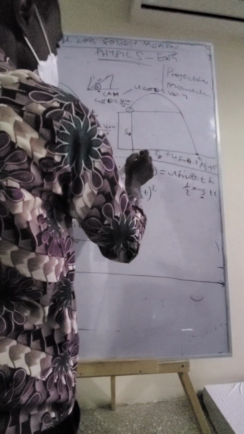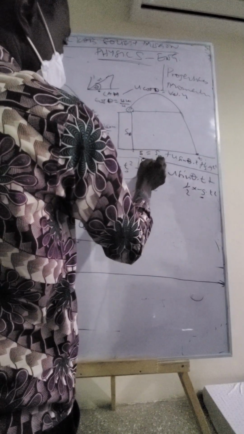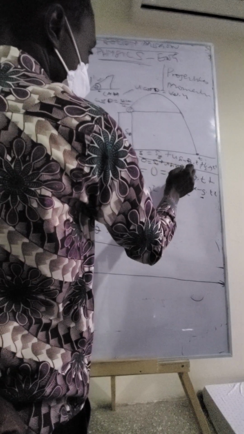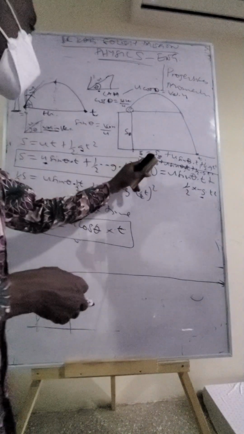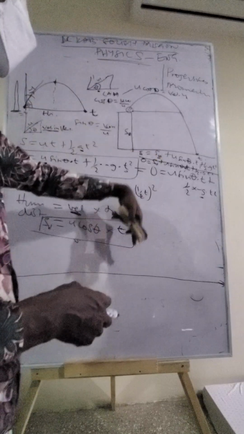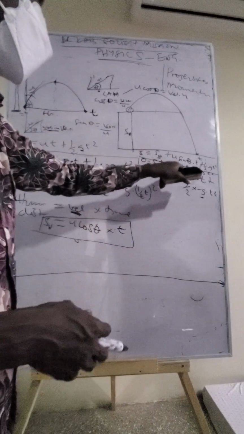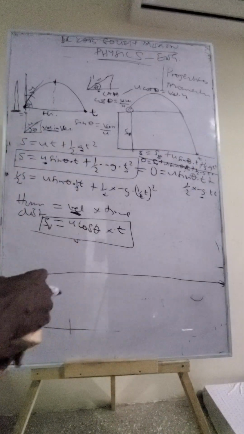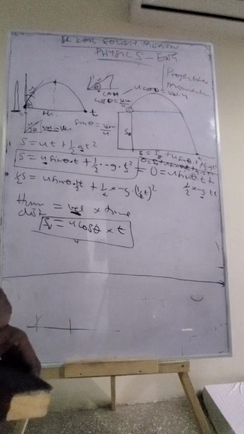But remember, if you are going up to this point, this becomes 0. So 0 will be equal to S0 plus u sine theta times t plus half negative g t squared. Then we work it out. Because we have put 0 here, it means you went up and came down. So that should be considered: you went up and came down, so that t will be at the end. It depends on where you are looking at your t. That will give you your answer there.